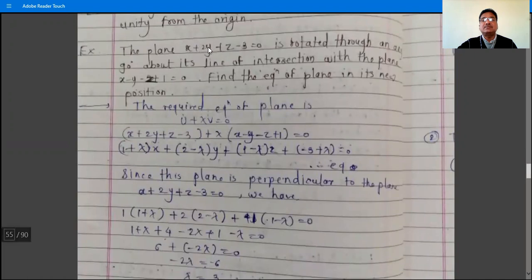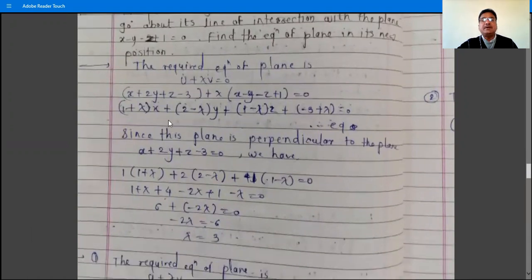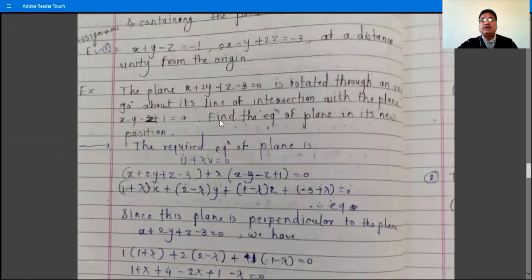Suppose U is x plus 2y plus z minus 3, plus lambda times V, which is x minus y minus z plus 1, is equal to 0. Then collect the coefficients of x, y, z and the constant coefficient. Suppose this is equation star. Since this plane is perpendicular to this plane, the plane in its new position, if we rotate this plane through an angle 90 degrees and find the equation of its new position.